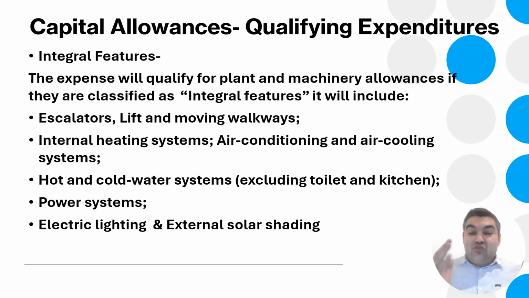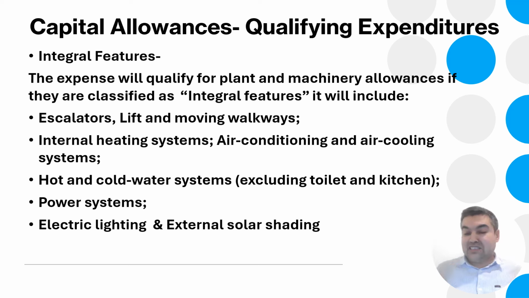Integral features, very important. The expense will qualify for plant and machinery allowances if it is classified as an integral feature. It will include escalators, lifts, and moving walkways. We see them on a daily basis. Internal heating system, air conditioning, and air cooling system. Hot and cold water system, excluding toilet and kitchen areas, power system, electric lighting, and external solar shading.